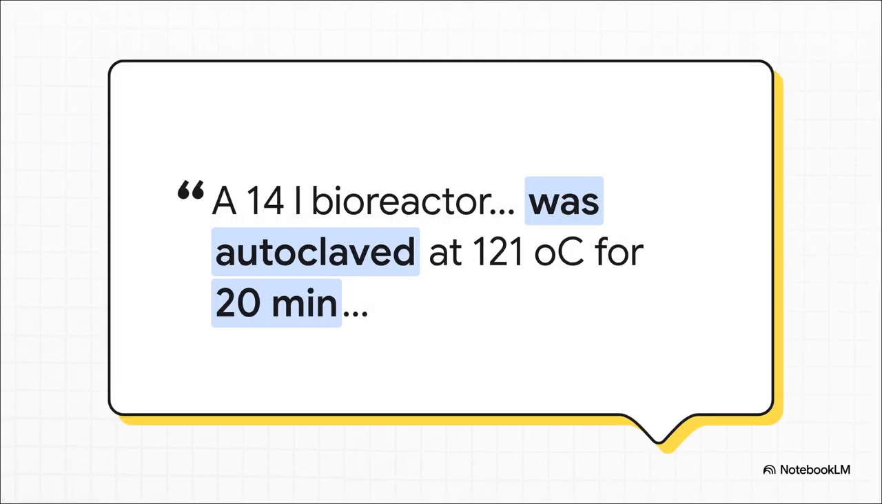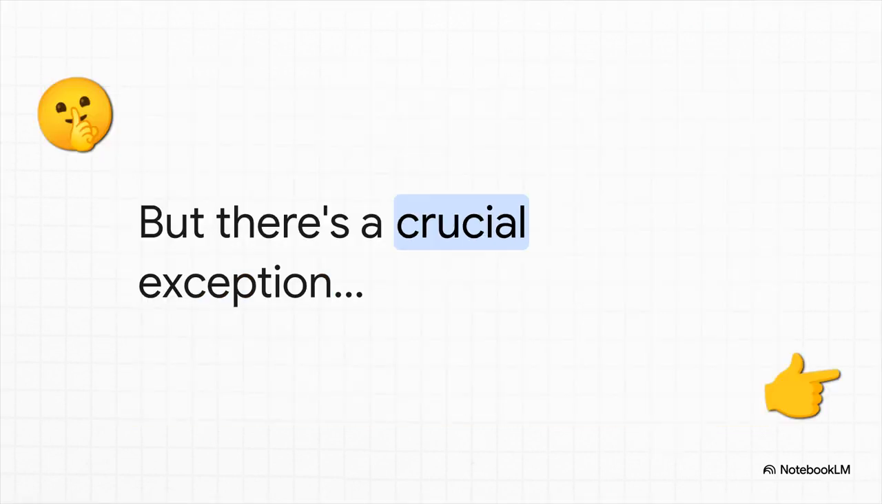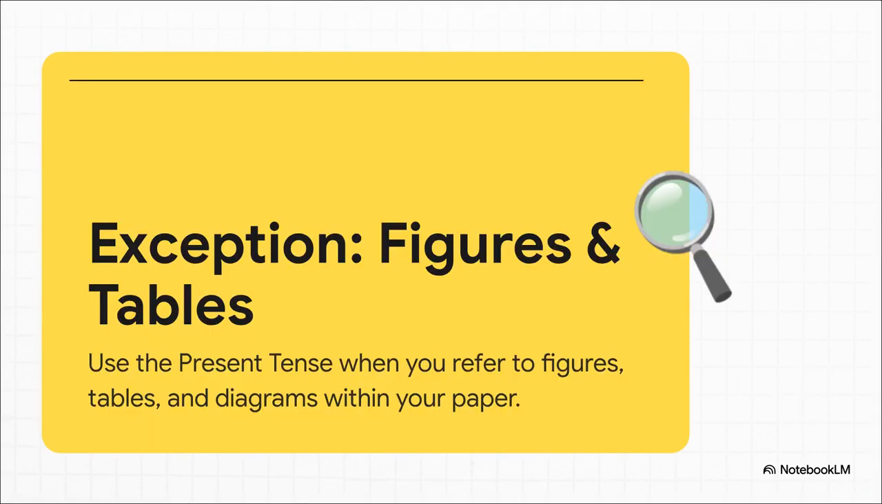For example, a bioreactor was autoclaved. Perfect. The action is complete. It happened in the past, and the star of the sentence is the bioreactor, not the scientist. It's a clear, objective report of what happened. Simple as that. But wait, this is where a lot of writers get tripped up. While all your actions are in the past tense, there's one really important time when you have to switch it up. And here it is.